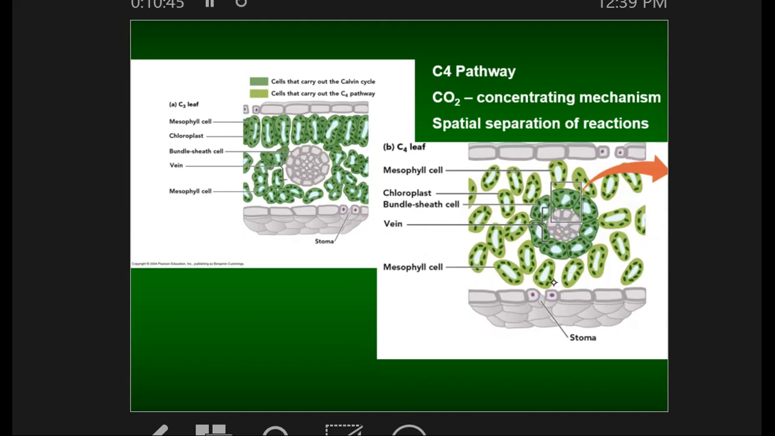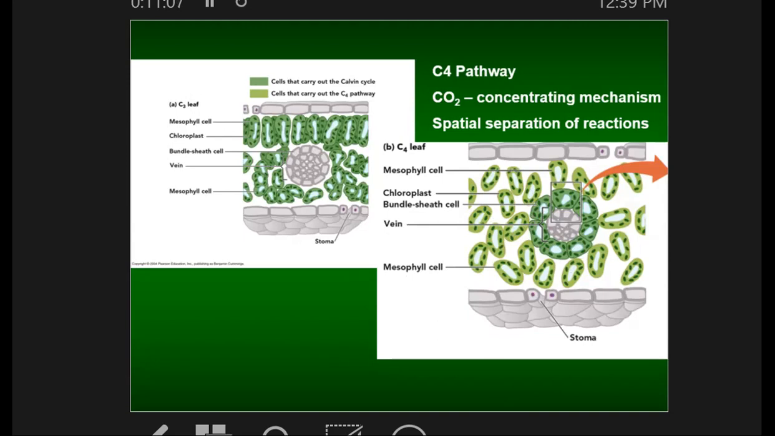Remember, these are all parenchyma cells. It's the same thing, just parenchyma cells. And then you have a dark green ring of cells there. Those are bundle sheath cells. They surround the vein. Okay, the vein of the leaf, and the vein is the vascular tissue. Okay, so let's look at that.